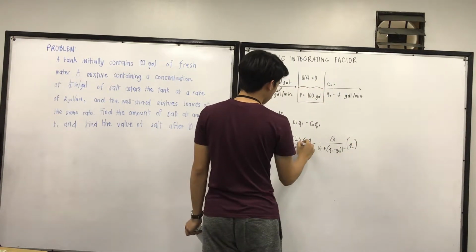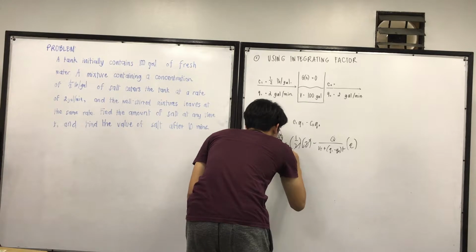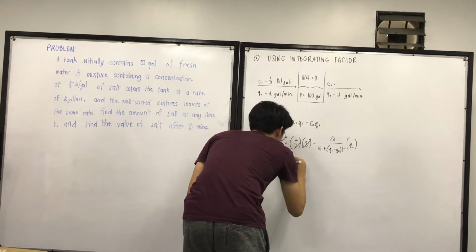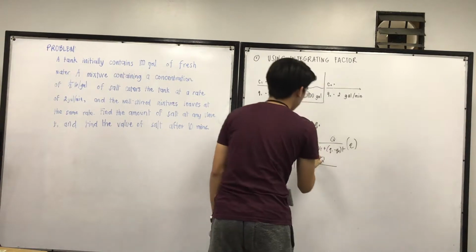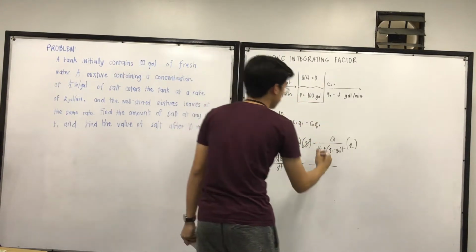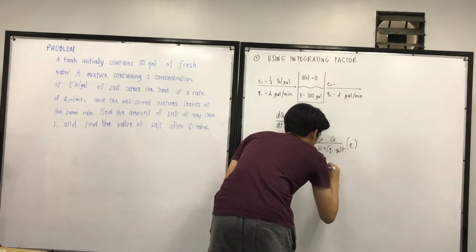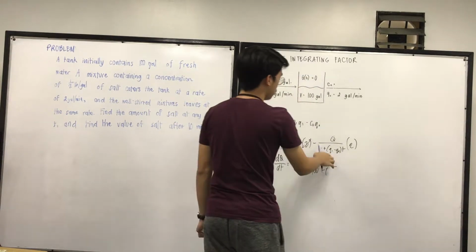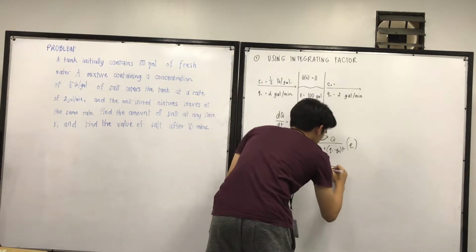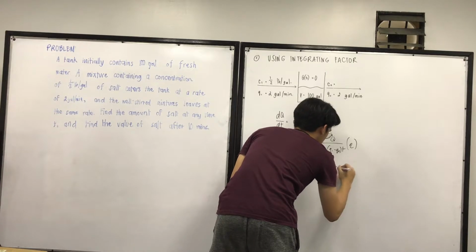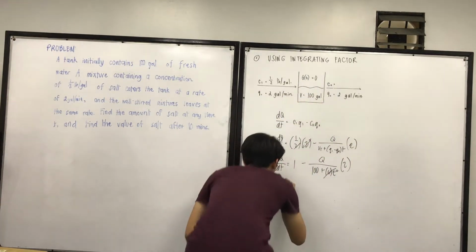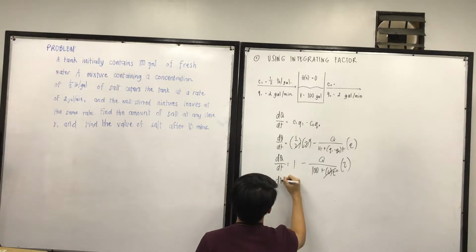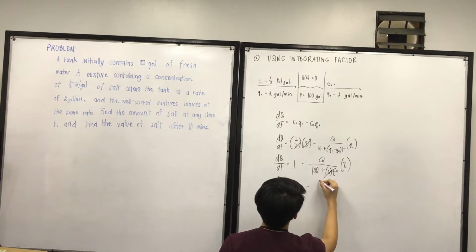Then by cancelling 2 and 2, we get 1 minus Q over the total volume, which is equal to 100 gallons, plus the difference between Qi and Qo, which is just equal to 0. So we'll just cancel this out. Then multiply by 2. Then by simplifying, we get dQ over dt equal to 1 minus Q over 50.